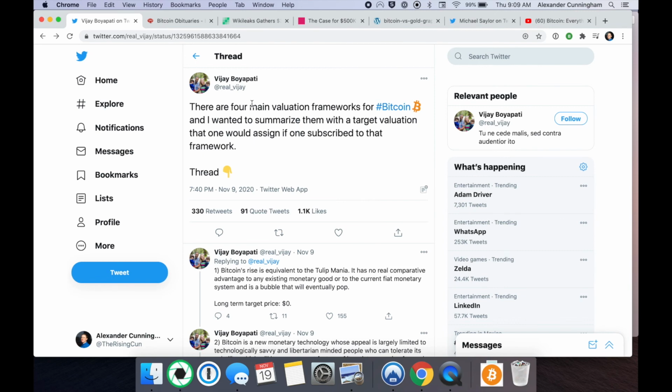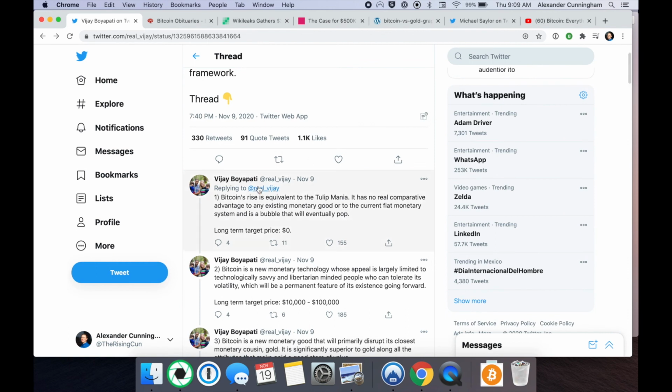This was inspired by a thread from @RealVJ. He is an outstanding follow I would totally recommend. He says there are four main valuation frameworks for Bitcoin, and I wanted to summarize them. Number one, Bitcoin's rise is equivalent to tulip mania. No comparative advantage. It's going to zero.